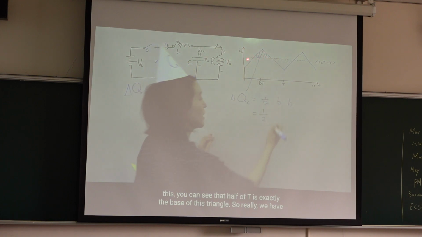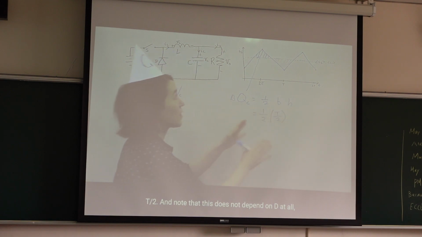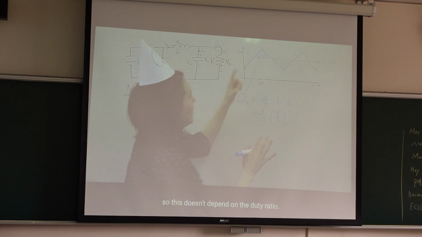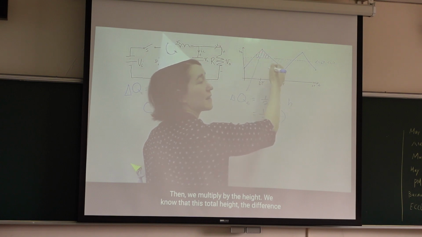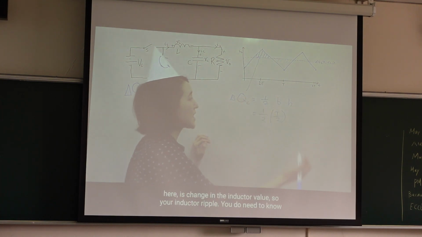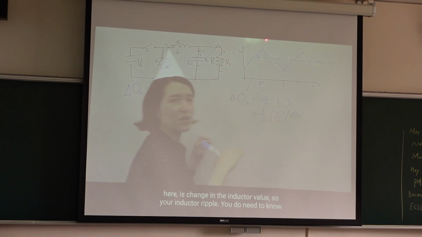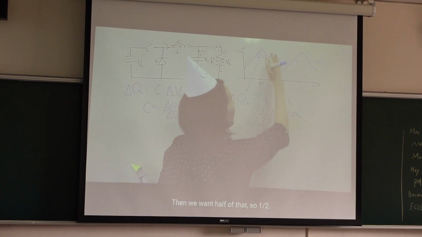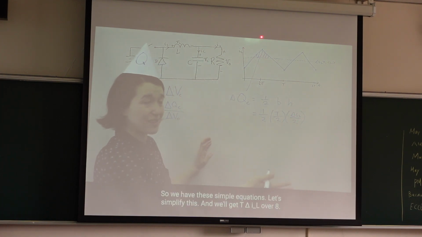So really, we calculate the area. We have T over 2. And note that this does not depend on D at all, so this doesn't depend on the duty ratio. Then we multiply by the height. We know that this total height, the difference here, is the change in the inductor current. It's the inductor ripple, so you do need to know that value of the inductor current already, but you can calculate it. Then we want half of that, because it is triangular.